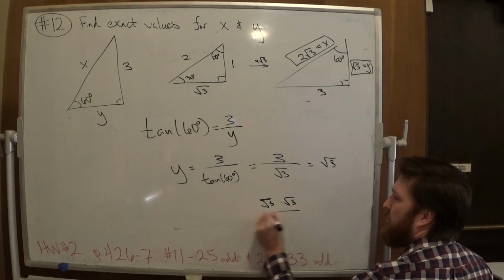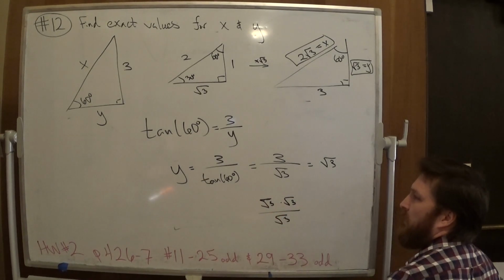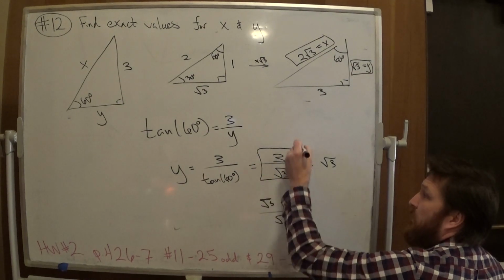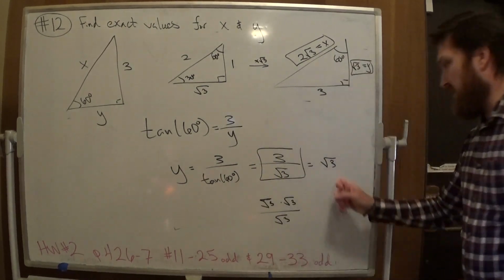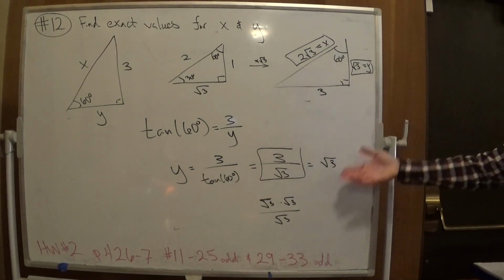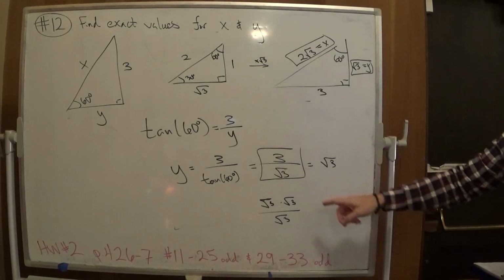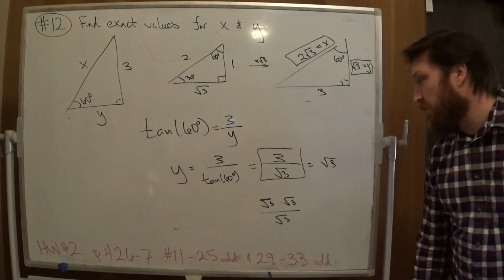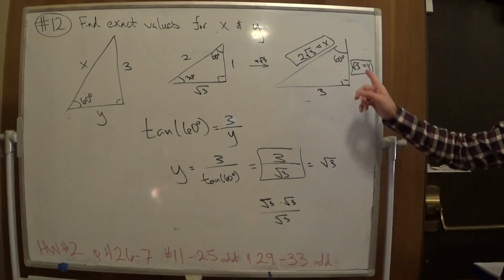Root 3 is root 3 times root 3, right? Or you could leave it like that. I'm fine with that. If you want to leave it like that, that's perfectly good. But then the back of your book's going to say something different, and you're going to wonder where you went wrong. Well, just either rationalize the denominator, or break apart 3 into root 3 times root 3. Either way, we end up with the same answer.